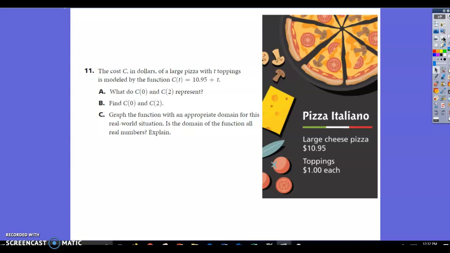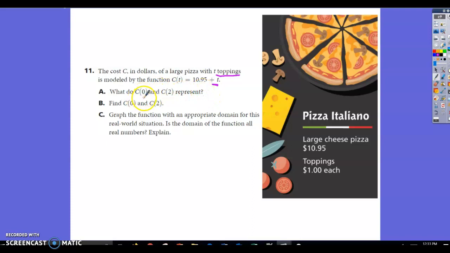This example says the cost C in dollars of a large pizza with T toppings is modeled by the function C of T equals $10.95 plus T. And remember, T is toppings. All right, so it says, what do C of 0 and C of 2 represent?